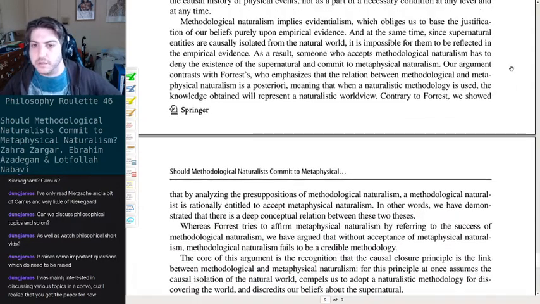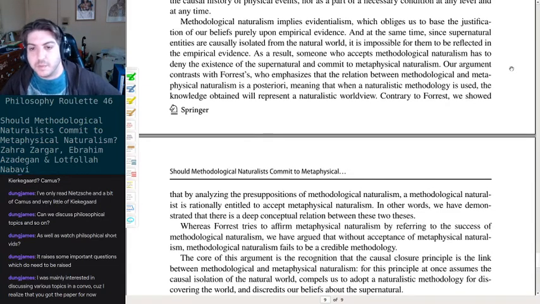A long conclusion here. Methodological naturalism implies evidentialism, which obligates us to base the justification of our beliefs upon empirical evidence, and at the same time, since supernatural entities are causally isolated from that natural world, it is impossible for them to be reflected in the empirical evidence. As a result, someone who accepts methodological naturalism has to deny the existence of the supernatural and commit to metaphysical naturalism.